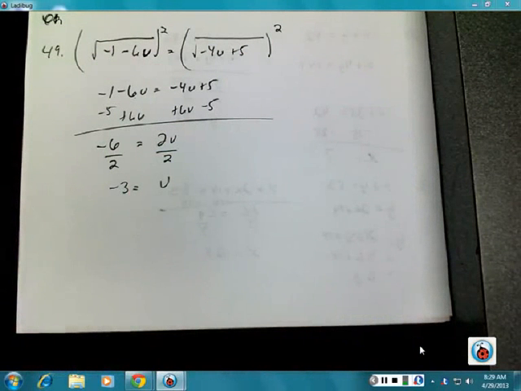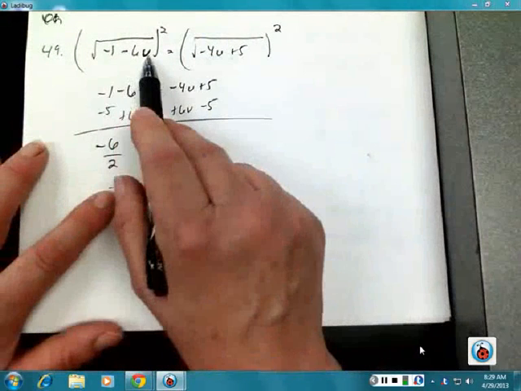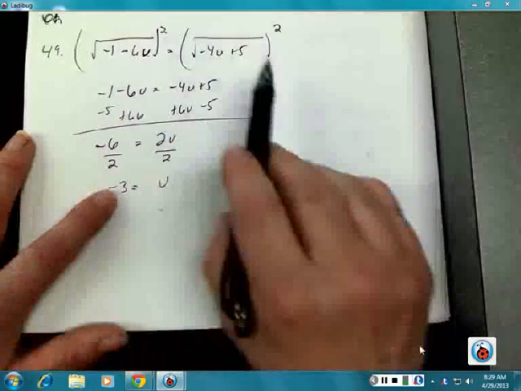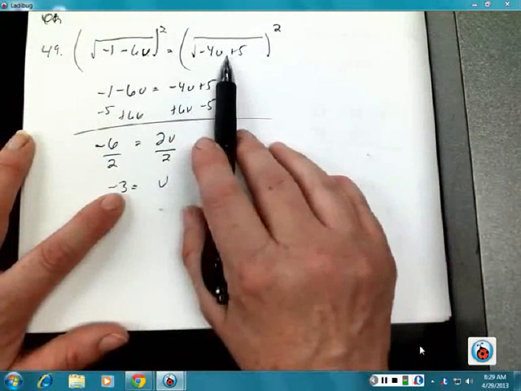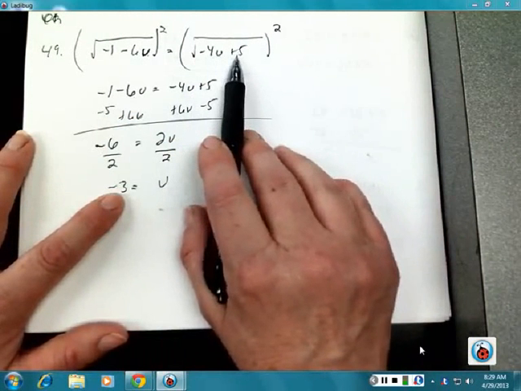Now, I need to be really careful with this because what can I never have under my radicals? Even though I come up with an answer sometimes, I have to go back and make sure it doesn't give me a negative under here. So negative 6 times a negative 3 is positive 18. Positive 18 minus 1 is a positive 17, so I'm good. Over here, negative 4 times a negative 3 is a positive 12, and a positive 12 plus 5 is still good, so I can still get the square root of 17.